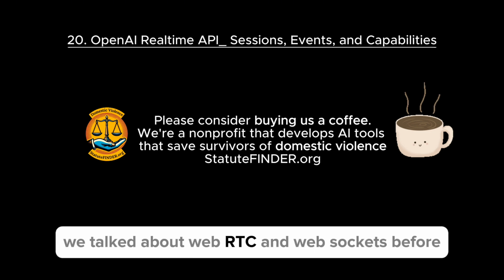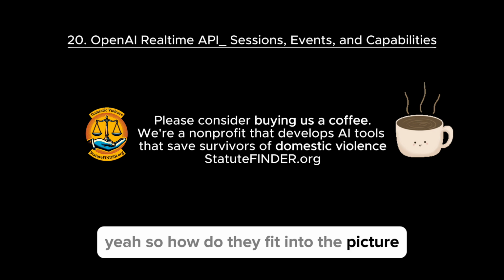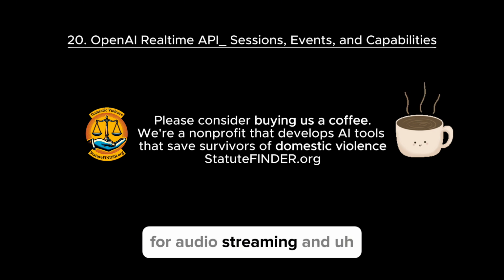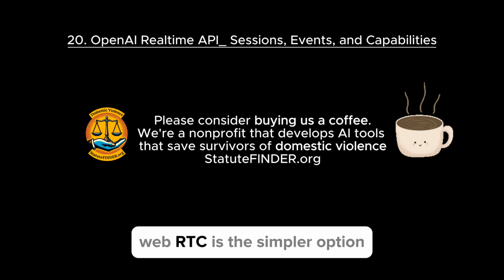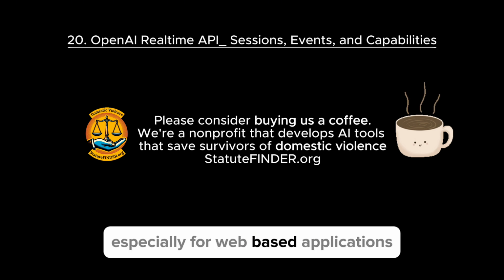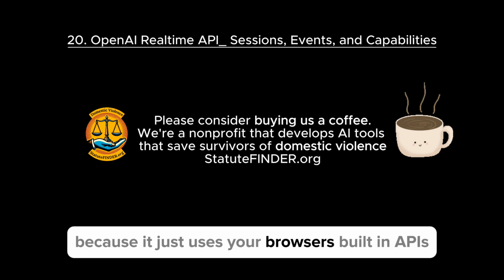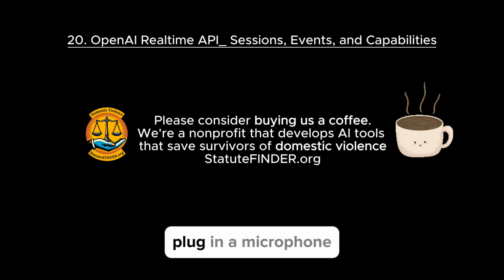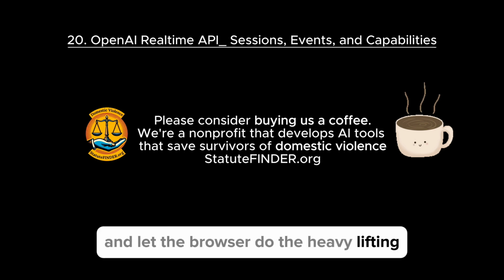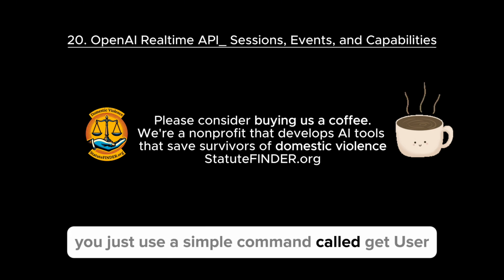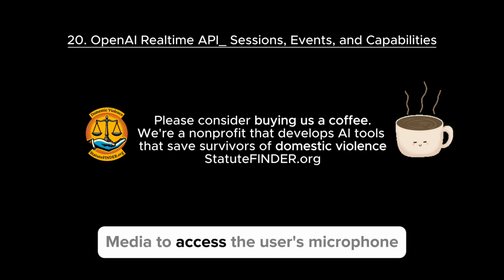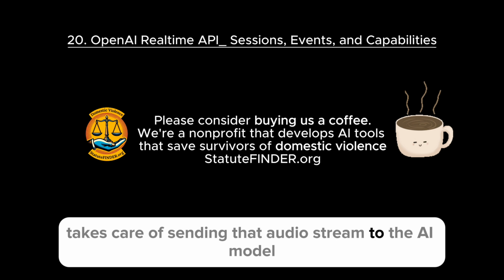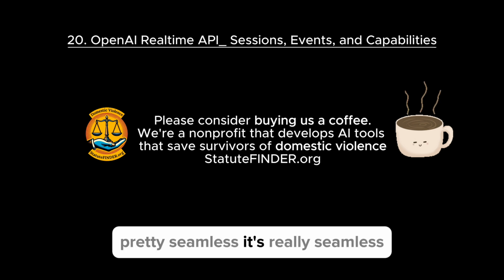We talked about WebRTC and WebSockets before. So how do they fit into the picture? They're the two main ways you can connect to the API for audio streaming. And WebRTC is the simpler option, especially for web-based applications, because it just uses your browser's built-in APIs for handling the audio. So it's kind of like plug in a microphone and let the browser do the heavy lifting. Yeah, exactly. You just use a simple command called getUserMedia to access the user's microphone, and then the API takes care of sending that audio stream to the AI model. Pretty seamless. It's really seamless.